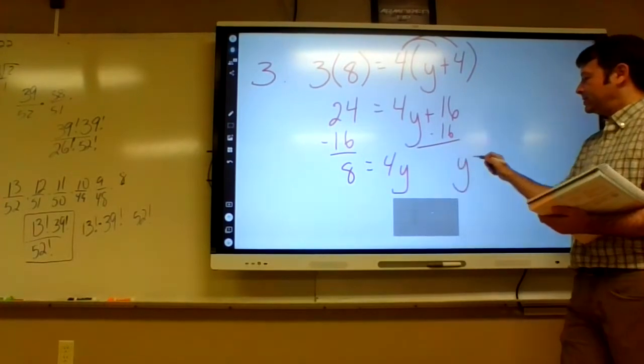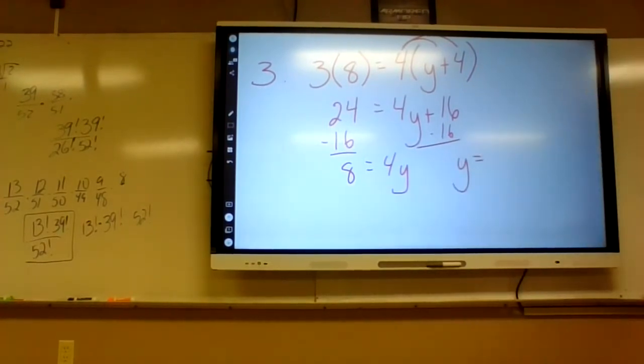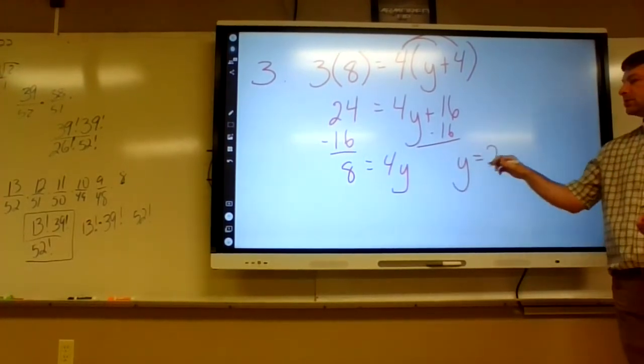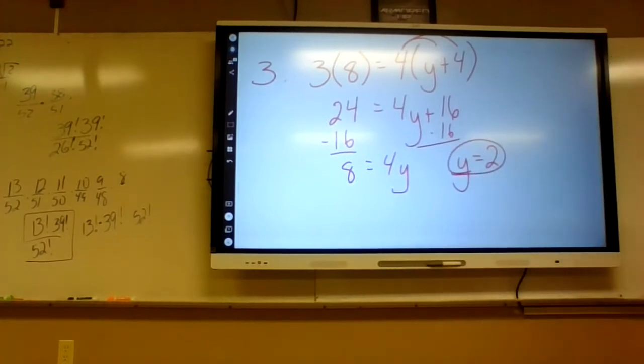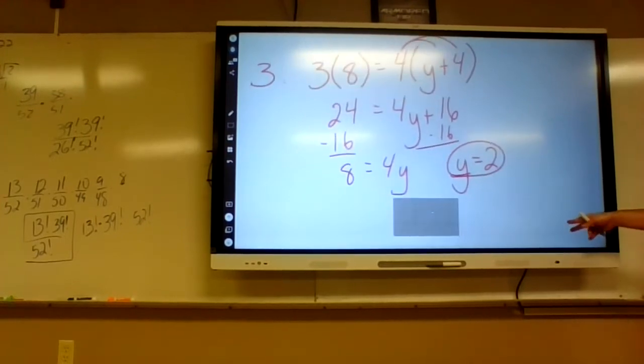4y equals 8, therefore y is 2. What would we do? Since there's only 3. Would you just use the 12 is the outside and the whole thing, so you do 12 times 12.